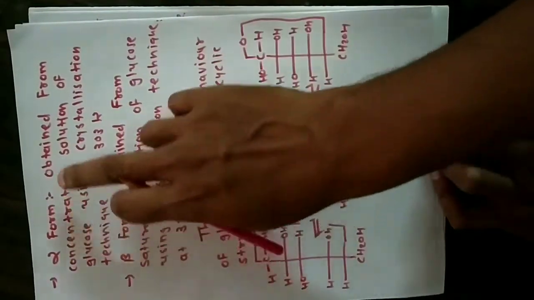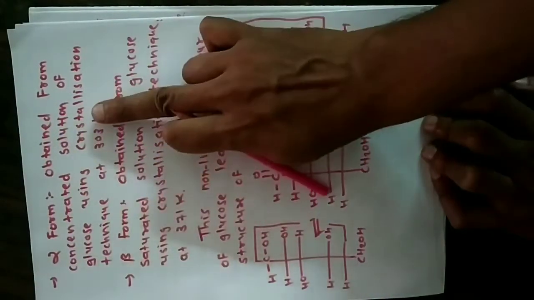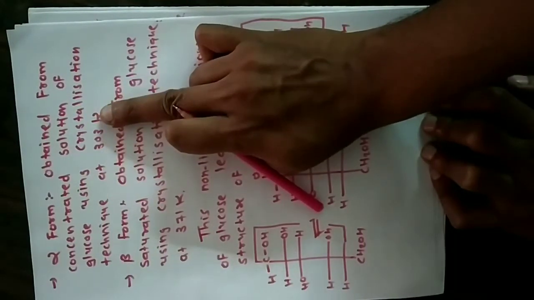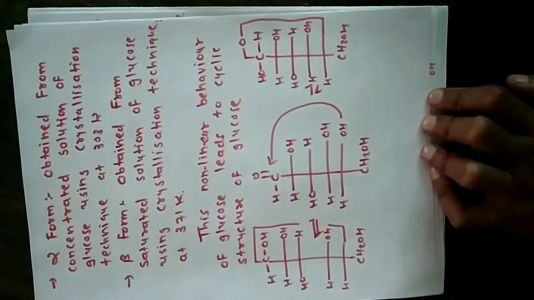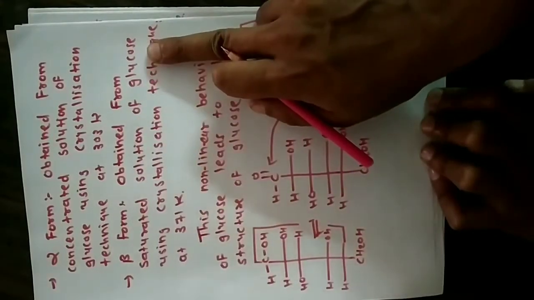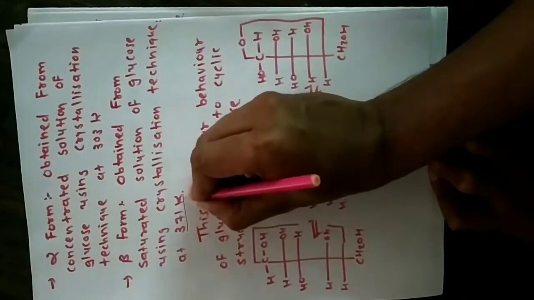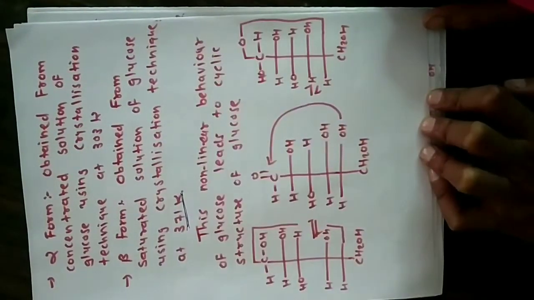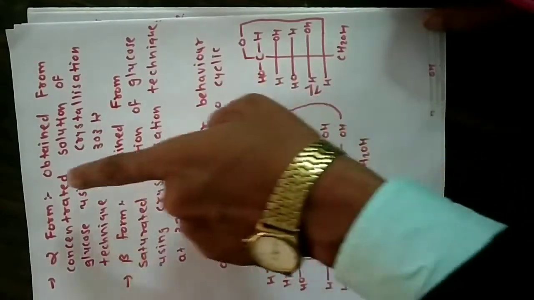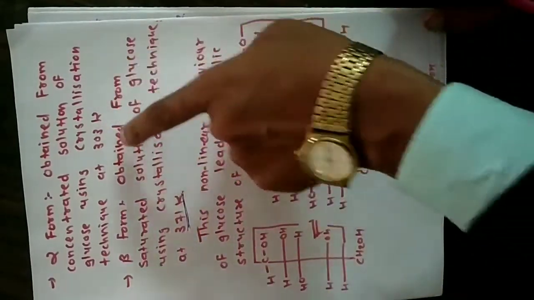How can we derive it? Make a concentrated solution of glucose and apply the method of crystallization at a temperature of 303 Kelvin. Now, the beta form of glucose we can derive from a saturated solution of glucose, and we have to perform the crystallization technique only, but the temperature is 371 Kelvin. You can see the major difference is in temperature. Two forms of glucose can be separated using this temperature.